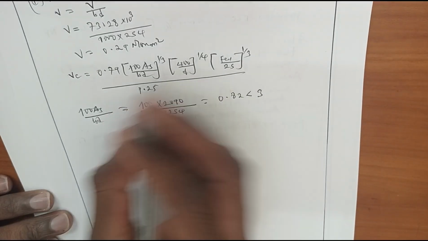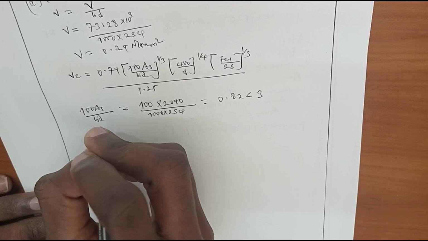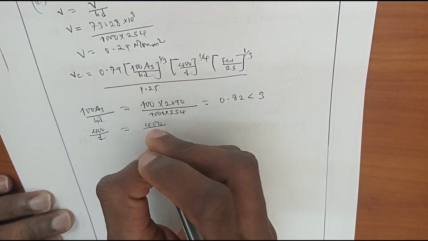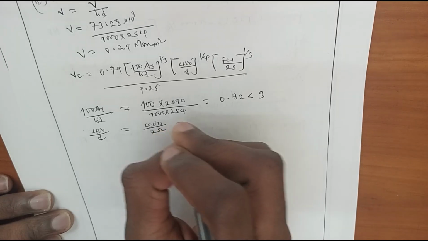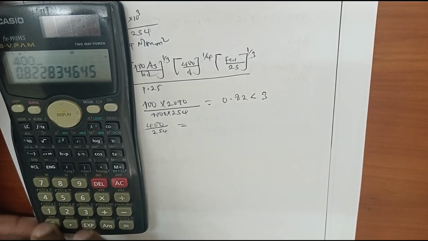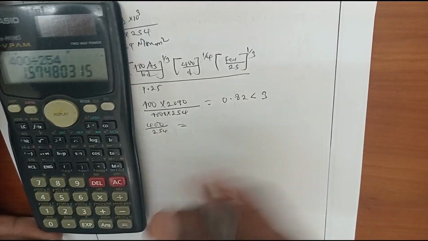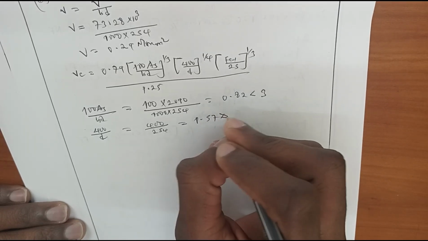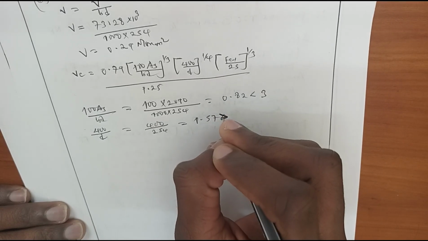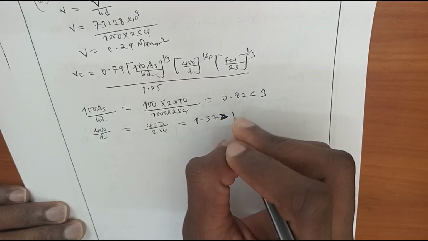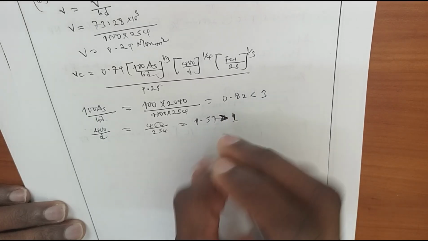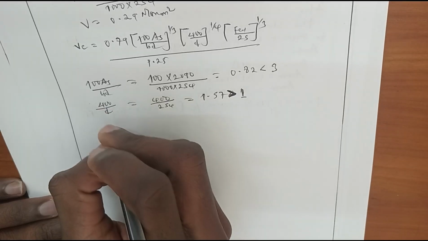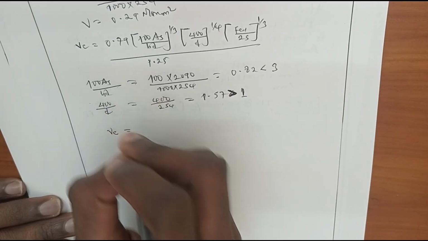Now let's determine the value of 400 divided by effective depth. 400 over 254, it will be equal to 400 divided by 254. It will be equal to 1.57. This should be greater than or equal to 1. So it is greater than 1. It is okay.